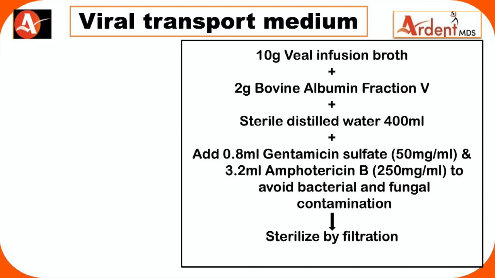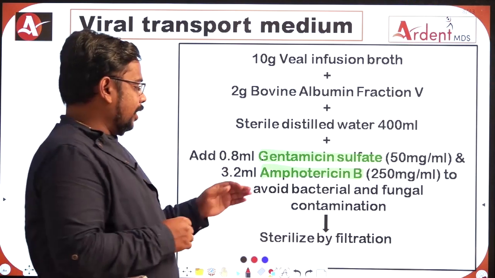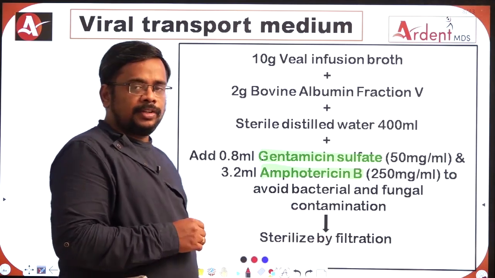Right. So what about this viral transport medium? What is the composition? It contains 10 gram of viral infusion broth with 2 gram bovine albumin, sterile distilled water, and most importantly, it has antibacterial and antifungal agents like gentamicin and amphotericin to avoid the contamination of bacteria and fungi. Finally, it's sterilized by the filtration process.